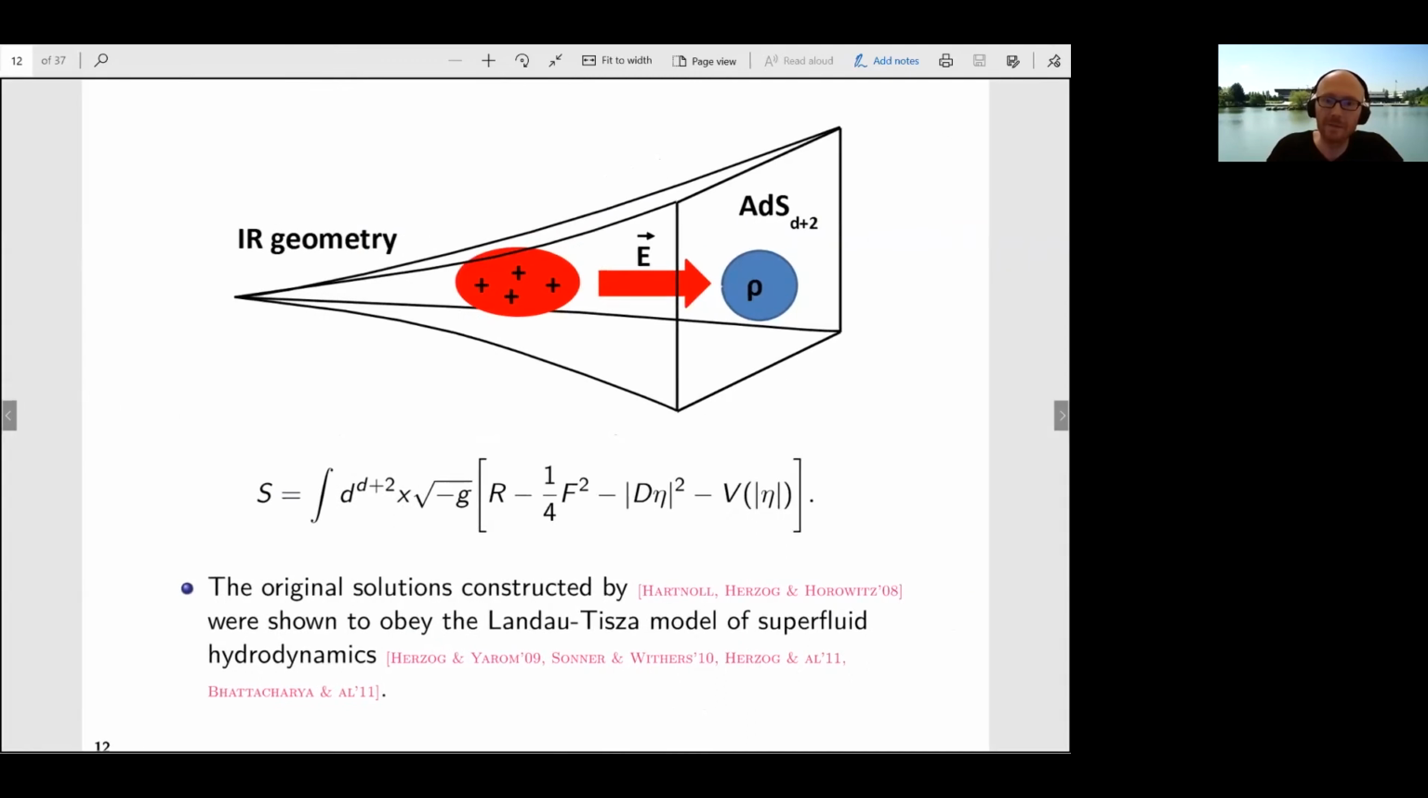Now, the original solutions that were constructed were very soon after shown to obey this Landau-Tisza model of superfluid hydrodynamics. So we could be very happy, because this is a good cross-check that the holographic models are doing what they're supposed to be doing.